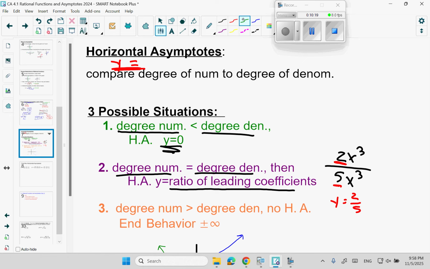And number 3, if the degree of the numerator is greater than the degree of the denominator, there is no horizontal asymptote. The numerator wins the day, if you want to think about it like that. So let's take a look at some.